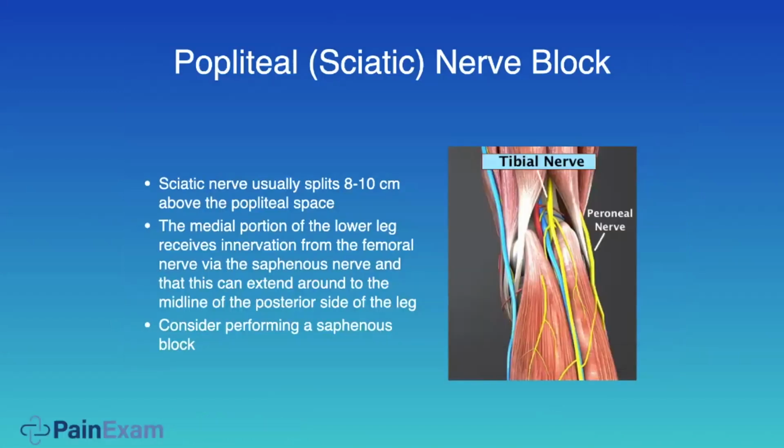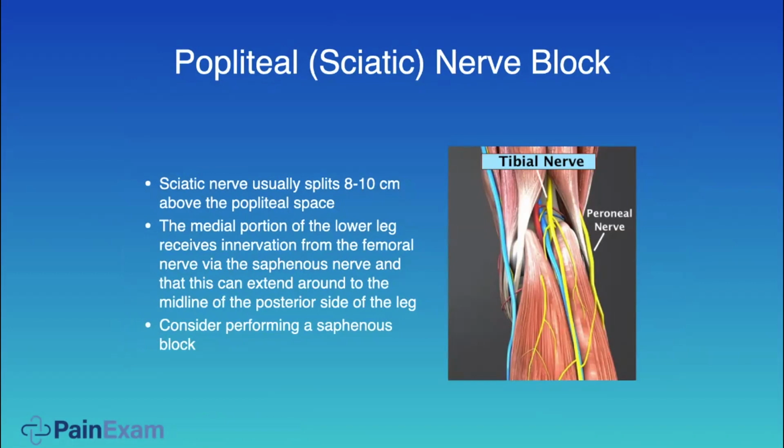Popliteal sciatic nerve block. Okay, believe it or not, I'm doing these in the pain office. There are a few reasons. The sciatic nerve splits 8 to 10 centimeters above the popliteal space. The medial portion of the lower leg is the saphenous, right, from the femoral nerve. The lateral, posterior, anterior is basically sciatic. The peroneal nerve is the more lateral branch.